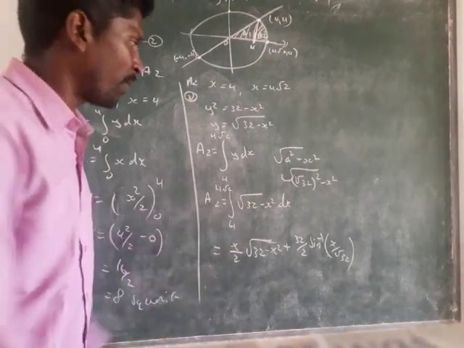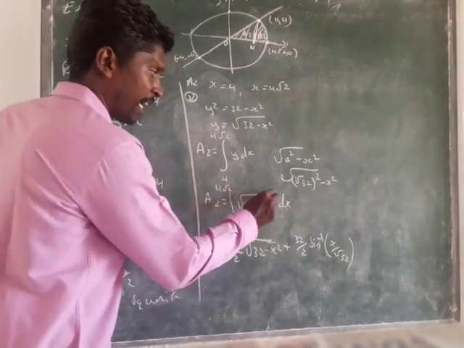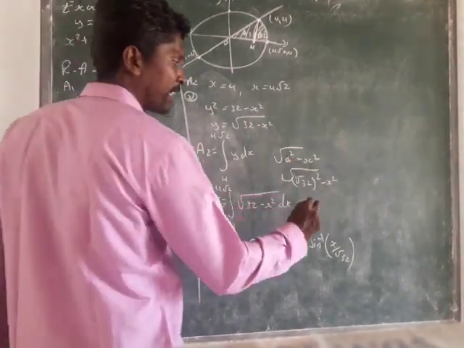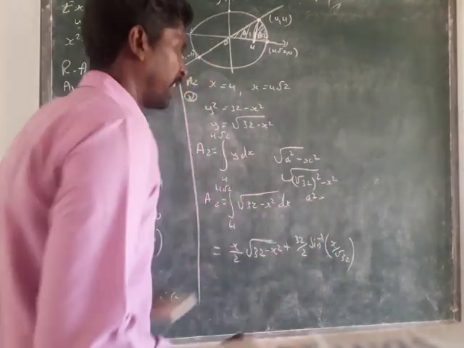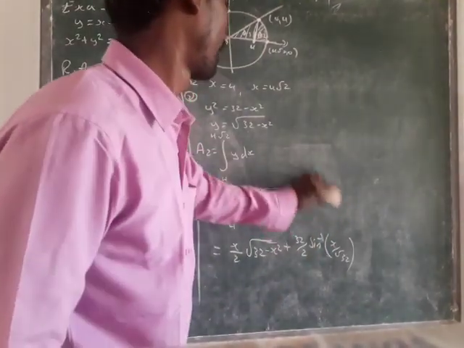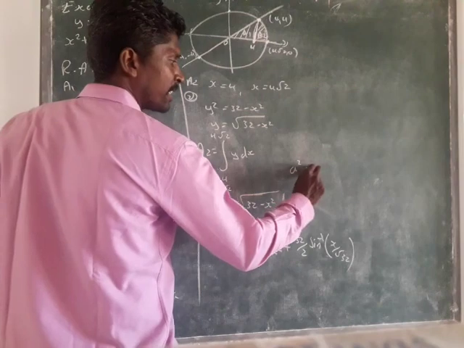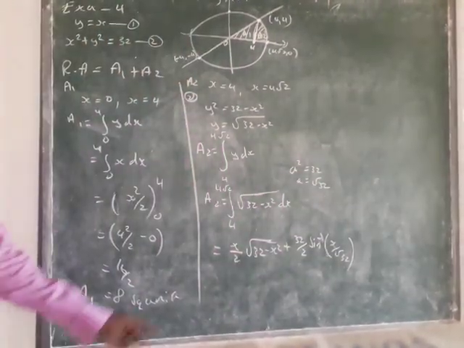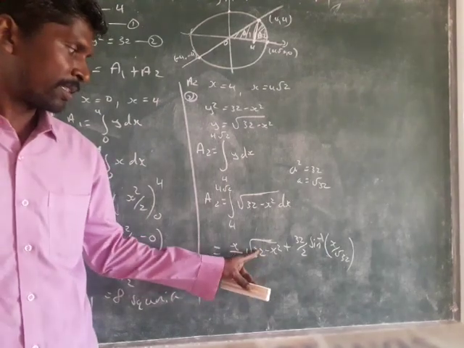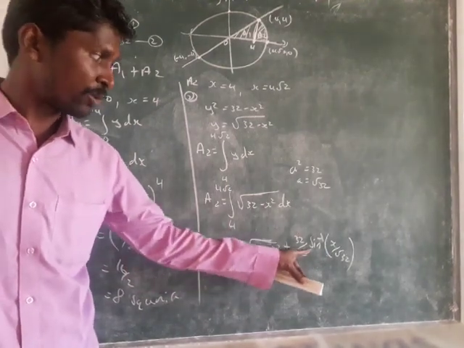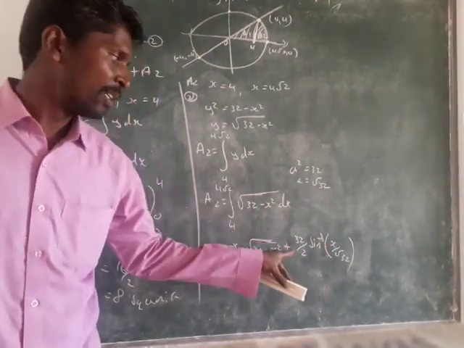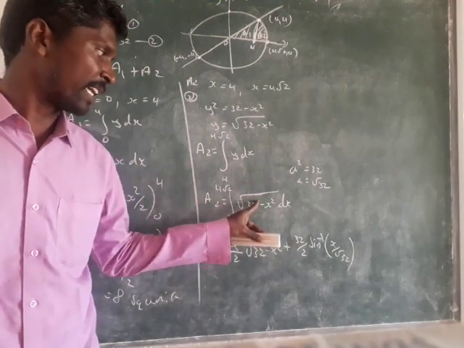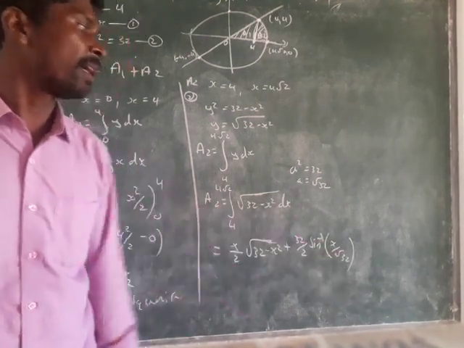If you want, you can also write here that a squared is 32. It is better to write it. So a squared is 32, and a is root 32. Now write the formula: x by 2 times the same square root value, then a squared by 2 times sine inverse of x by a. So a squared represents 32, and a becomes root 32.